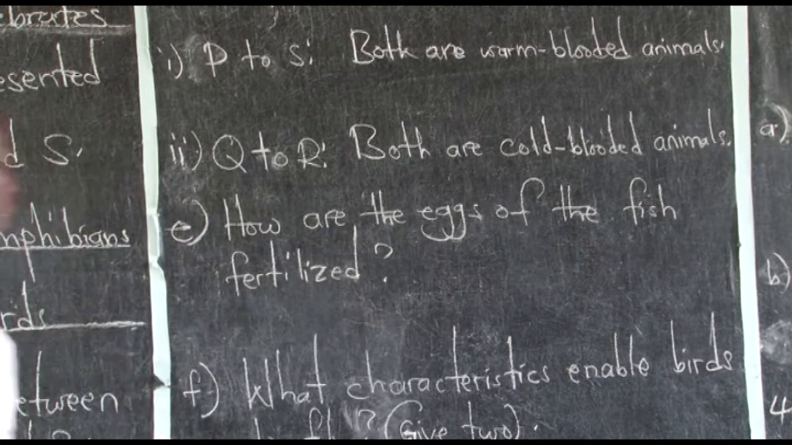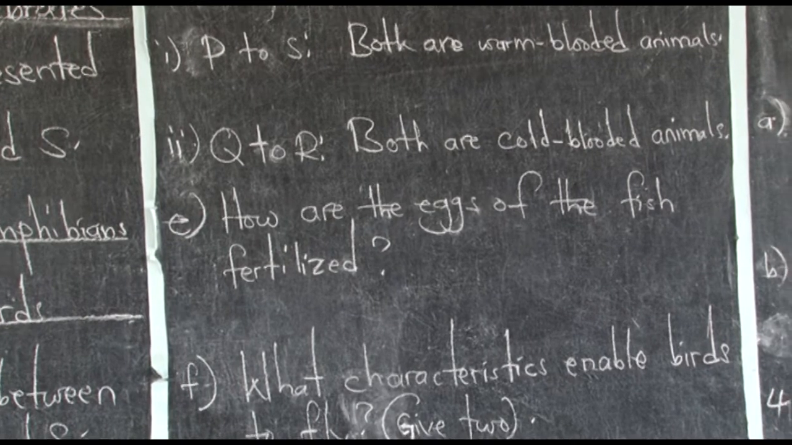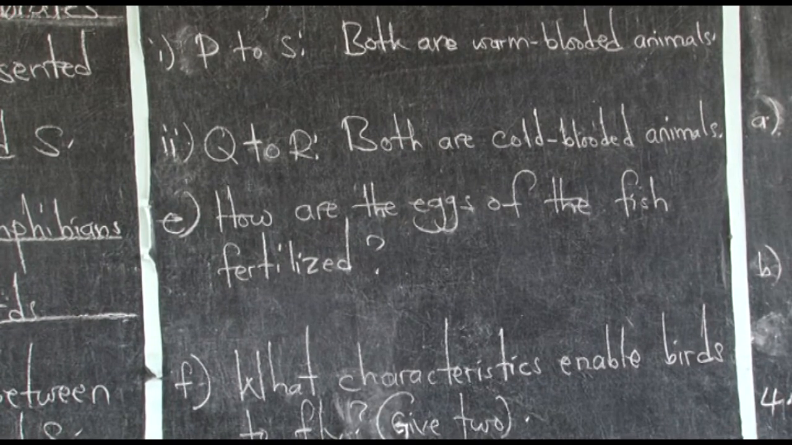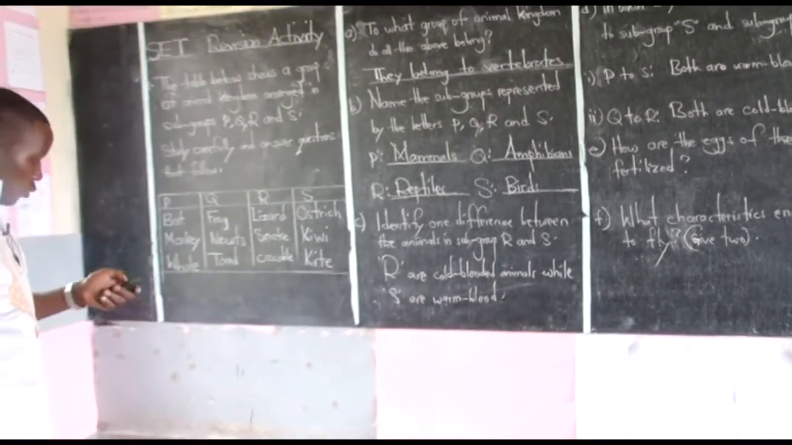So when we say that amphibians are cold-blooded and then reptiles are cold-blooded, that gives a relationship. That way, they are linked together. Then we go to E.